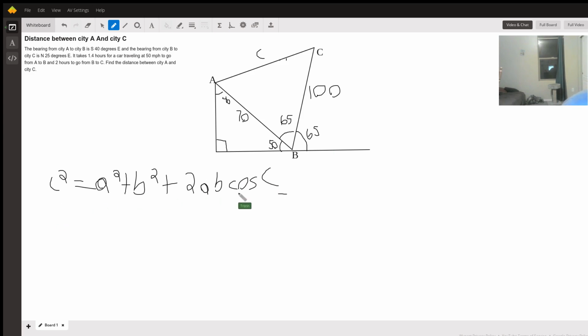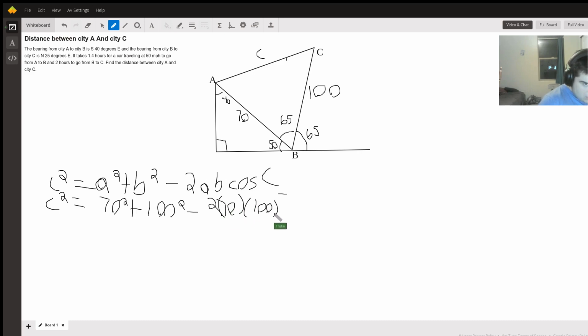So in order to figure this out, we just need to plug in everything. We get C squared is equal to 70 squared plus, actually, nope, my bad. That should be a minus. Sorry. Anyway, it should be 70 squared plus 100 squared minus 2 times 70 times 100 times the cosine of 65 degrees.